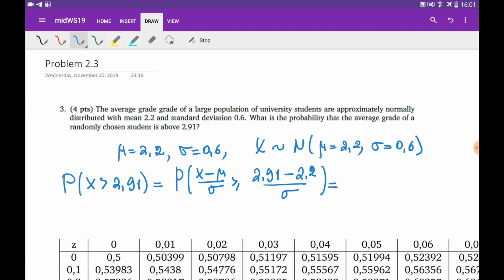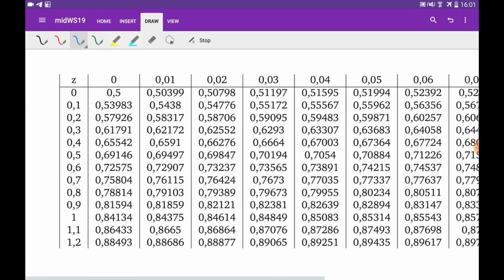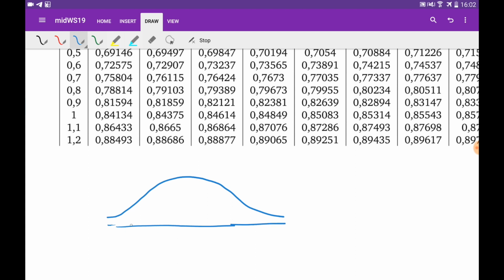So the reason why we're doing this is that this value, x minus mu divided by sigma, is the z, the standard normal distribution or standard normal variable. It should be more or equal than this value, which is roughly 1.18, right? So we need to find its value using the cumulative distribution. So here we are given the table. So for the standard normal distribution, this value is 1.18.